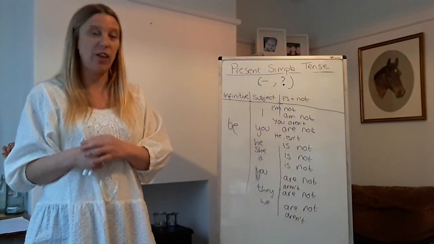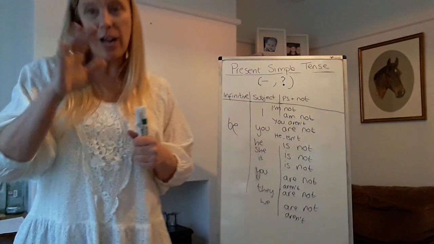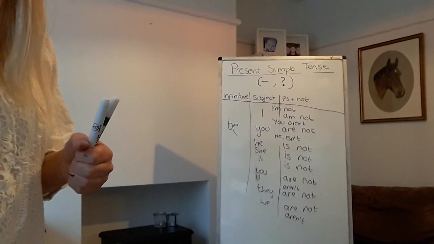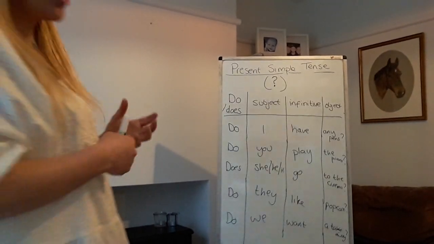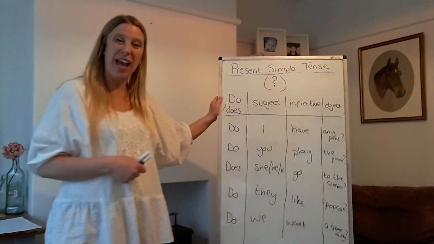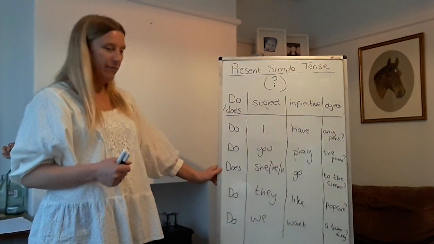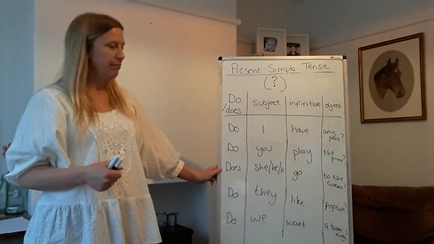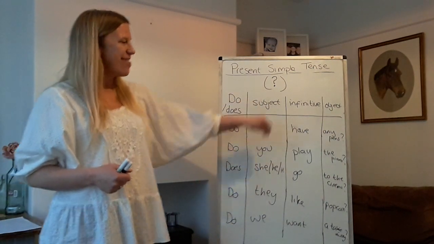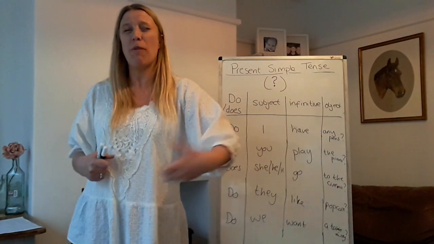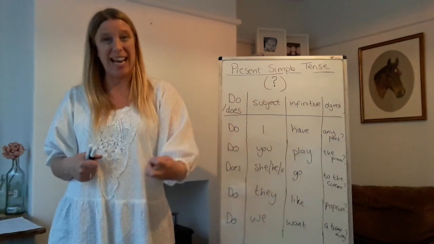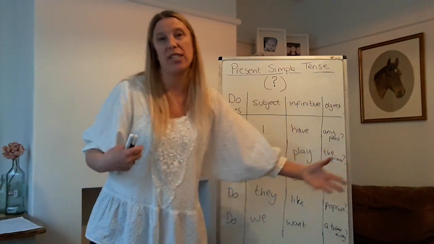Okay? So that's negatives. Very quickly we're going to look at questions. With questions it's nice and easy. We've got that do again, or the does. So we use do or does at the beginning to make the question. Then our subject, then the infinitive. You must remember we're using the infinitive for questions and negatives. And then the rest of the sentence.